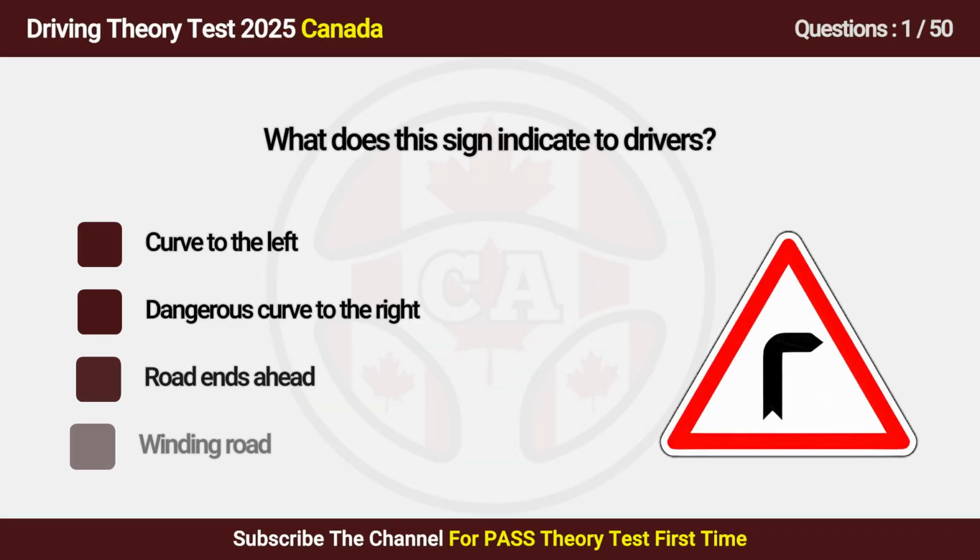Question 1. What does this sign indicate to drivers? A. Curve to the left. B. Dangerous curve to the right. C. Road ends ahead. D. Winding road.